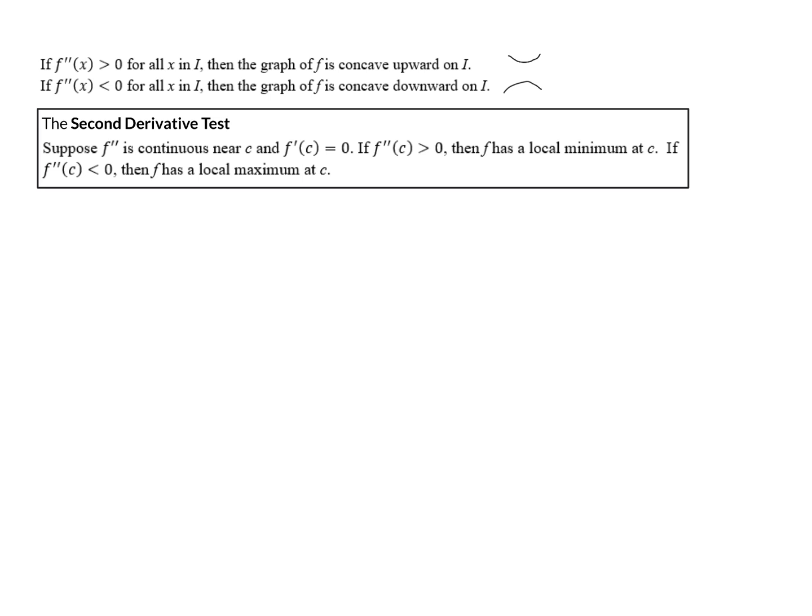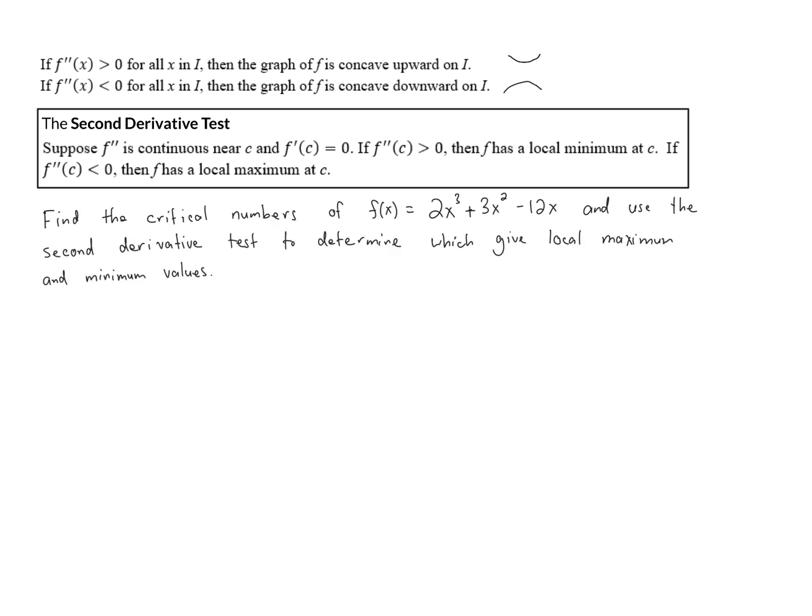So let's dig into an example so we can see exactly how this is going to help us. Find the critical numbers of f of x equals 2x cubed plus 3x squared minus 12x, and use the second derivative test to determine which give local maximum and minimum values.